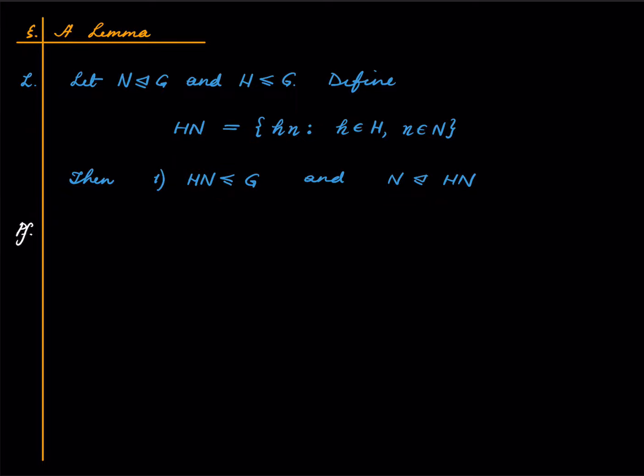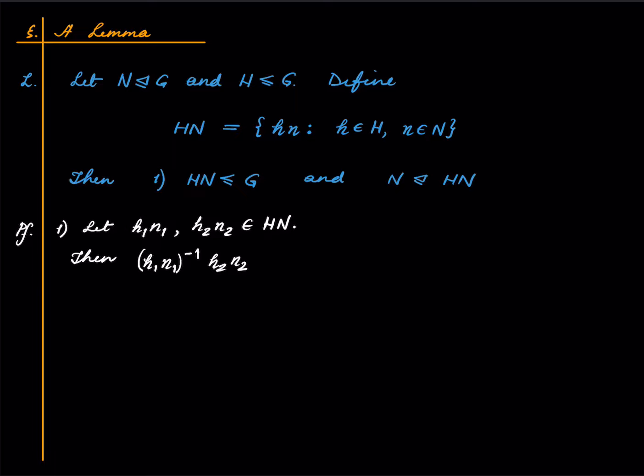Okay, so here is a proof of 1. Let h1 n1 and h2 n2 be two arbitrary elements in HN, since we want to show it is a subgroup. Implicitly, these two are members of capital H and these two are members of capital N, so I'm not writing that. What we want to show is that it suffices to show that n1 inverse h1 inverse h2 n2 is also in HN. So this is what we want to do.